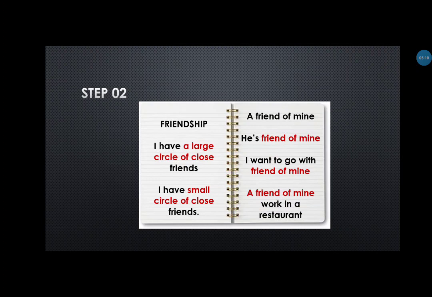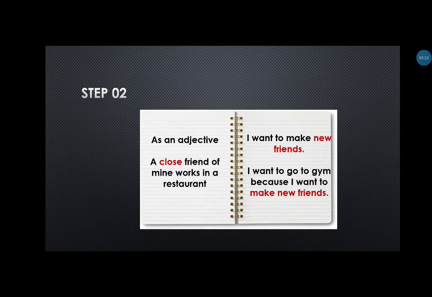He's a friend of mine. I want to go out with a friend of mine. A friend of mine works in a restaurant. Let's use an adjective. A close friend of mine works in a restaurant. You see, I'm trying to mix things together to make different sentences.